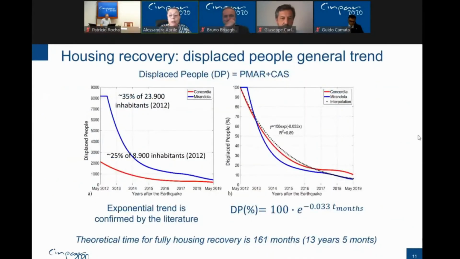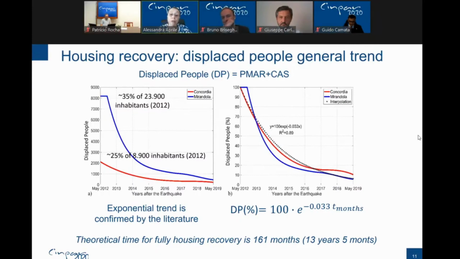Now, the number of displaced people was computed as a summation between the number of people living in prefabricated models and the number of people with autonomous setup. And the cases of Concordia and Mirandola were compared in these plots. You can see that at the very beginning in 2012, the number of displaced people was about 30% of the number of inhabitants for both of the towns, despite their very different size.